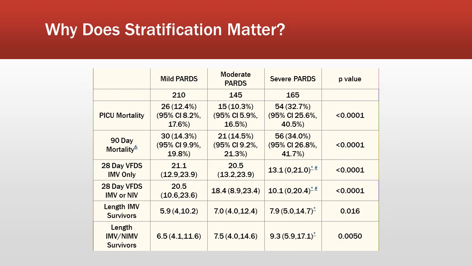Now, why does this stratification matter? Well, if you actually look at the numbers, and these numbers were derived from the PARDI study, PICU mortality itself changes a fair degree once you start transitioning out of the realm of mild to moderate ARDS into severe ARDS, almost seeing a tripling of the numbers. The 90-day mortality follows a very similar trend, and the number of days that you get ventilator free from both invasive mechanical ventilation and non-invasive mechanical ventilation is statistically different depending on the degree of severity of your ARDS. So patient stratification does matter.